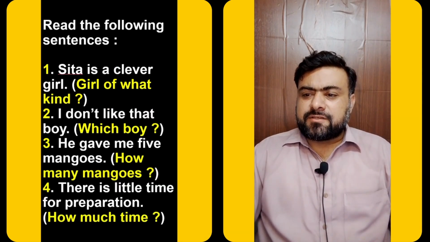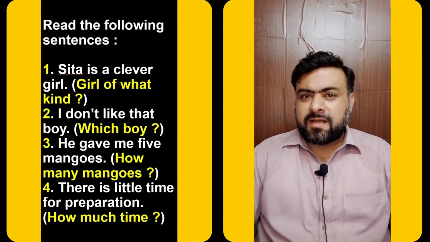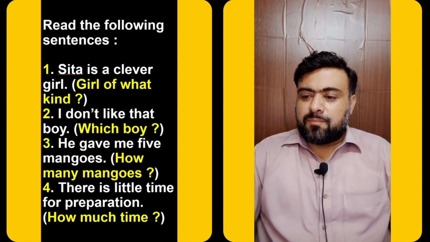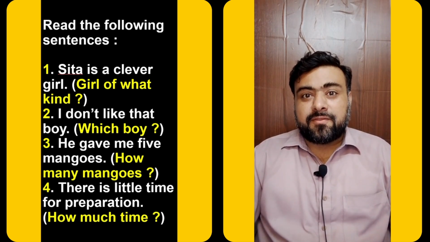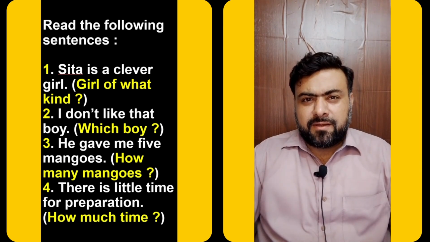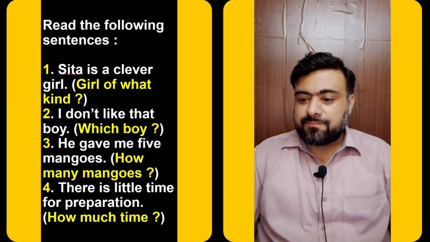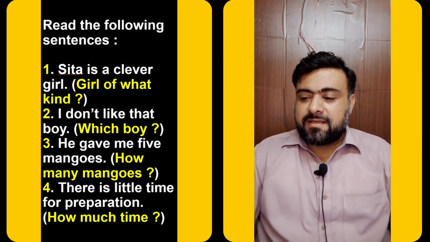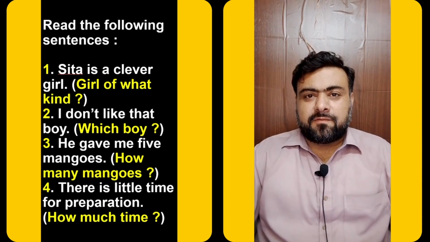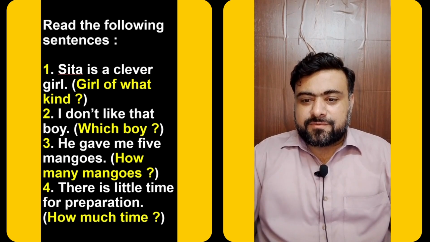Read the following sentences. Sita is a clever girl. What kind of girl? A clever girl. I don't like that boy. Which boy? That boy. He gave me 5 mangoes. How many mangoes? 5 mangoes. There is little time for preparation. How much time? Little time. From these sentences, you must have got a little idea of adjectives.